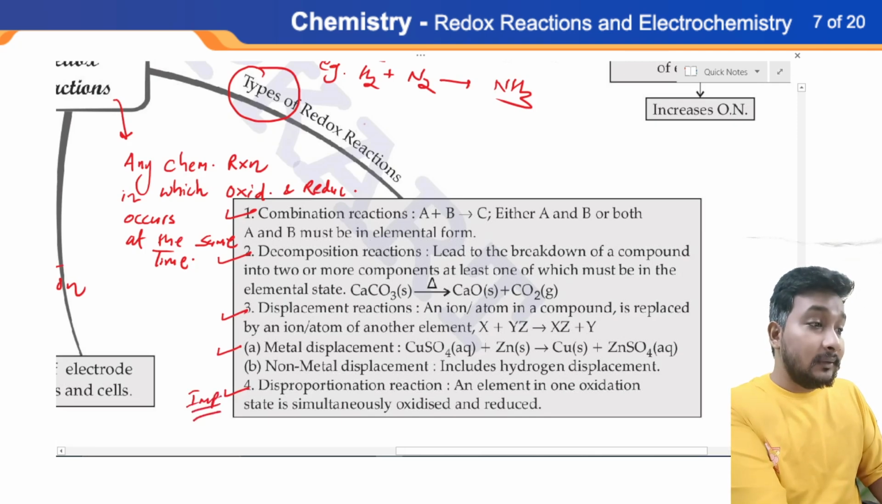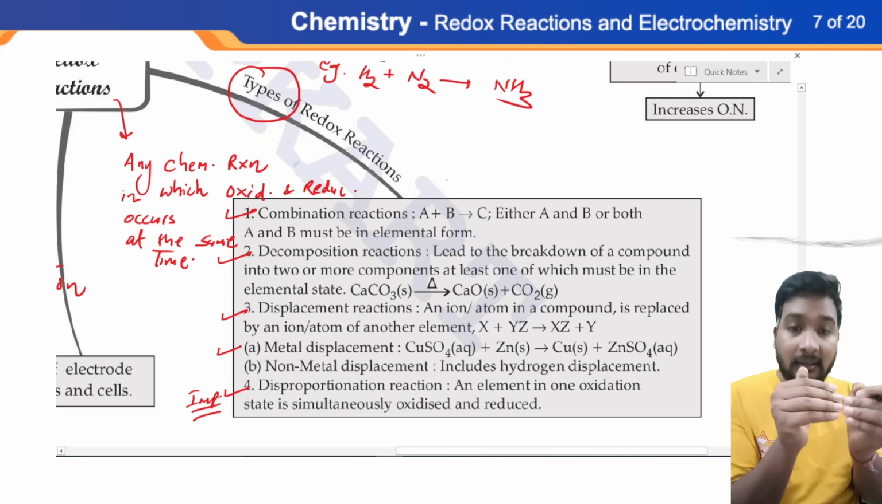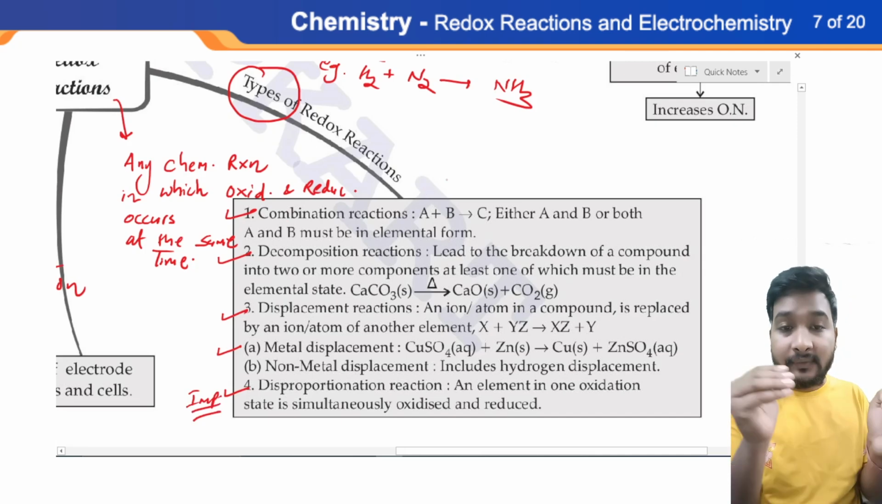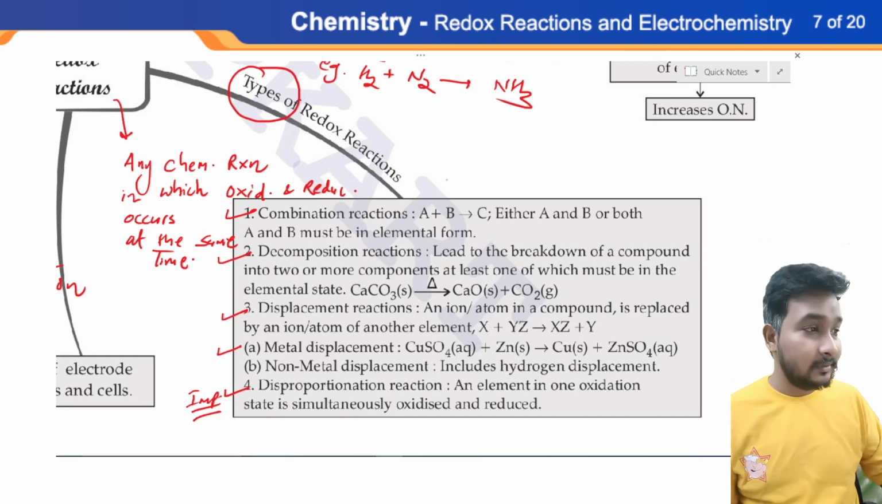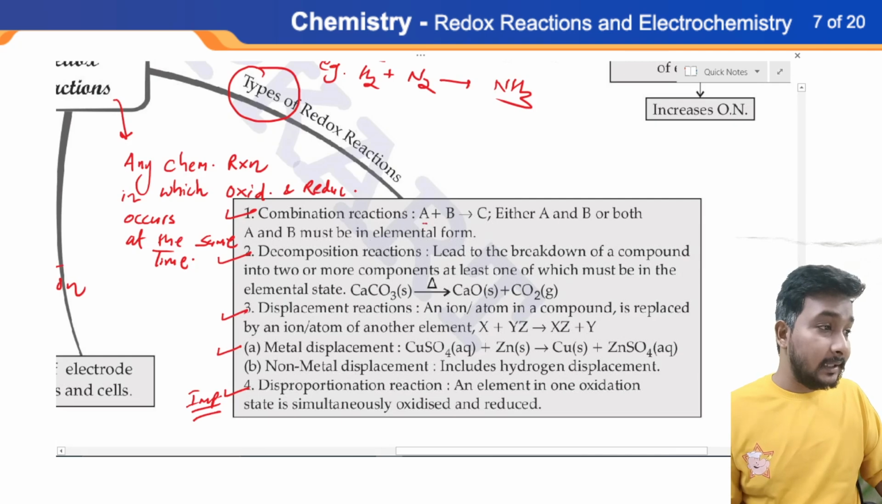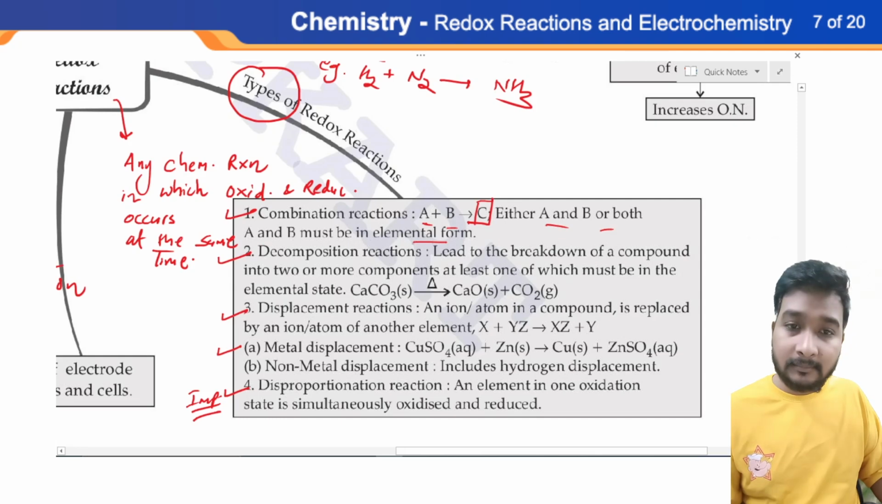First of all, what is a combination reaction? The name is very simple: combination. We are combining two different reactant molecules. Look here, A and B combine together and produce C. Either A and B both, or at least one of them, must be in elemental form.